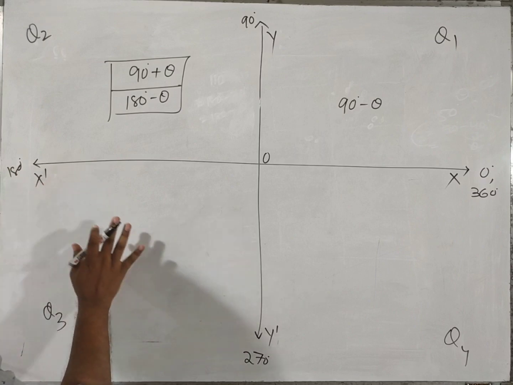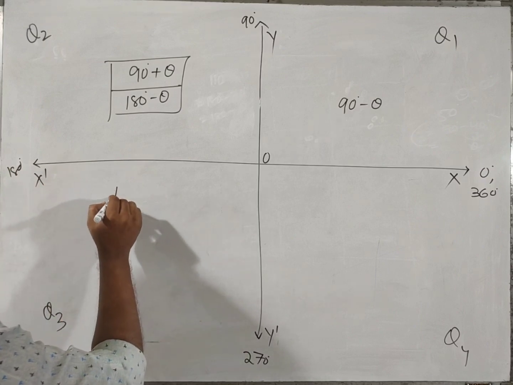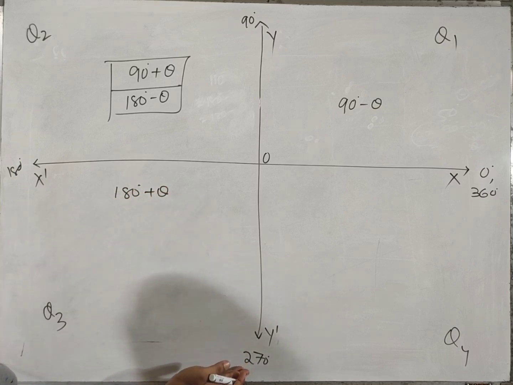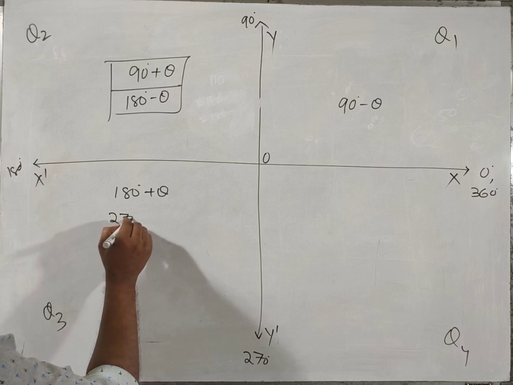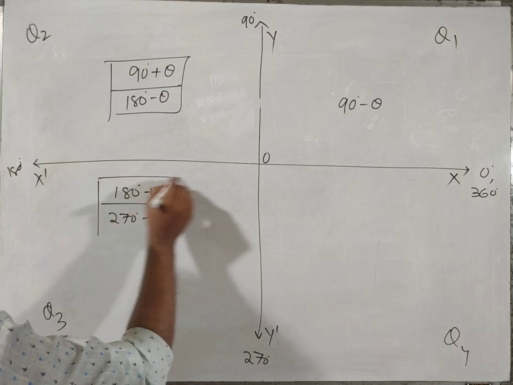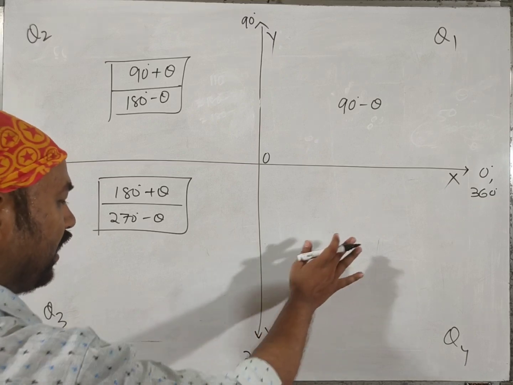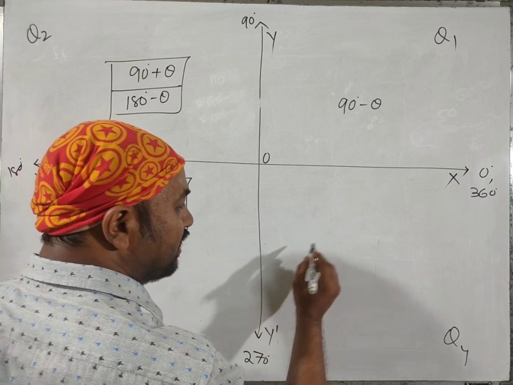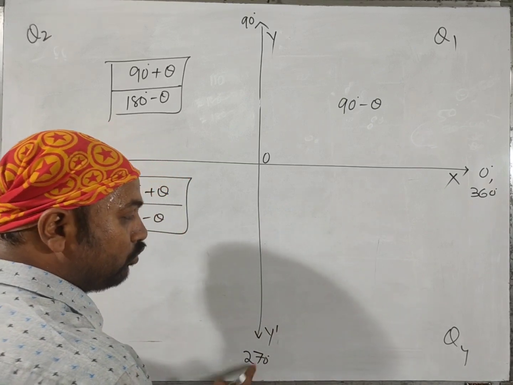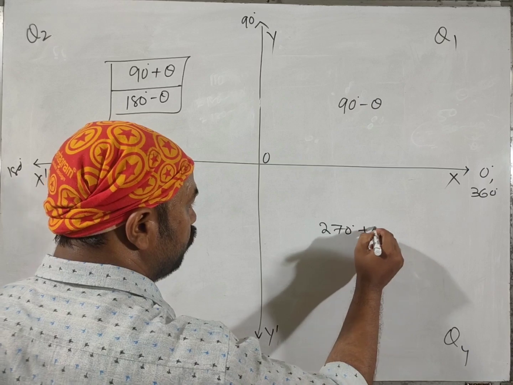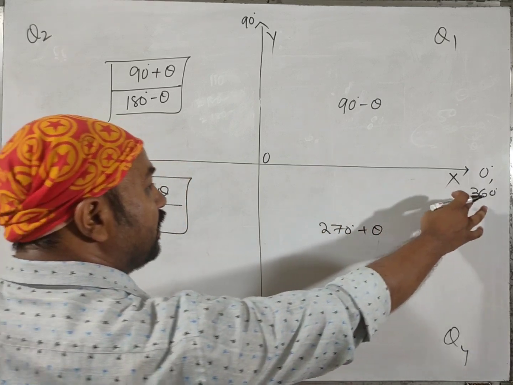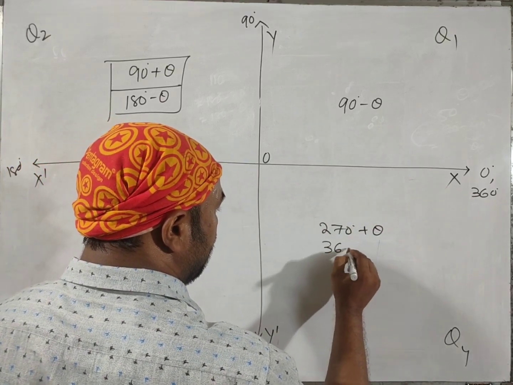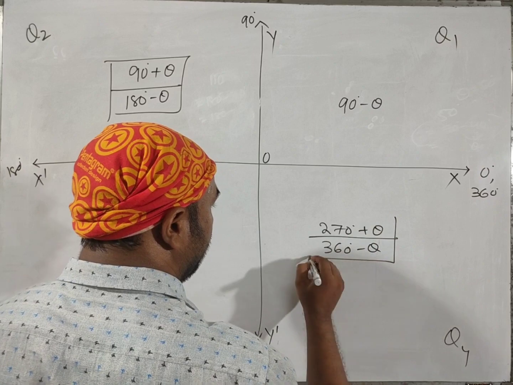Similarly, the angles which are present in quadrant number 3 can be expressed in the form of 180 degree plus theta, or, as they are smaller than 270 degree, they can be expressed in the form of 270 degree minus theta. Similarly, let us go through quadrant number 4. The angles present in quadrant number 4, as they are greater than 270 degree, can be expressed in the form of 270 degree plus theta, or, as they are below 360 degree, they can be expressed in the form of 360 degree minus theta.